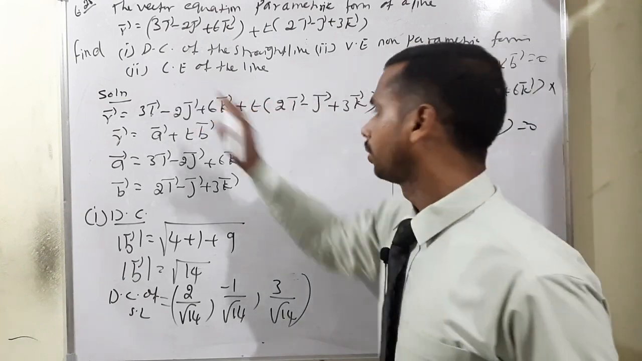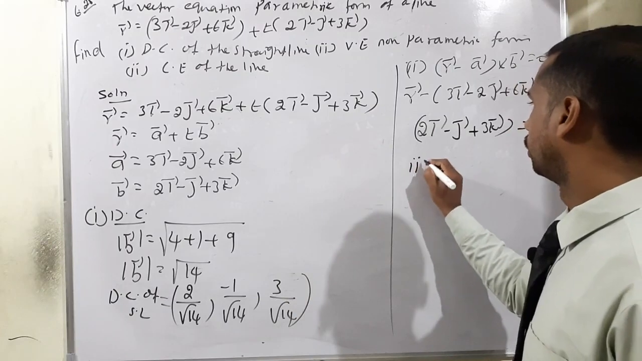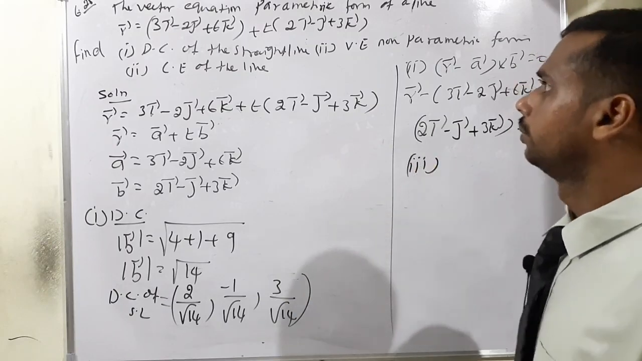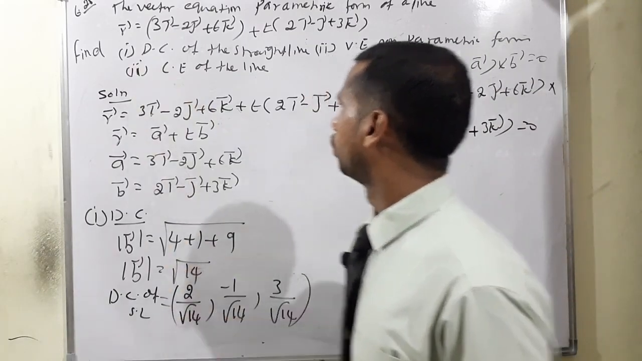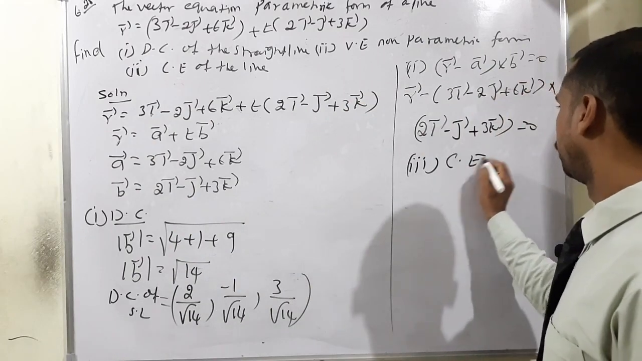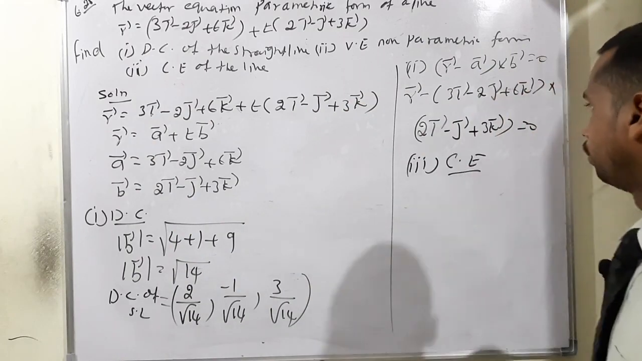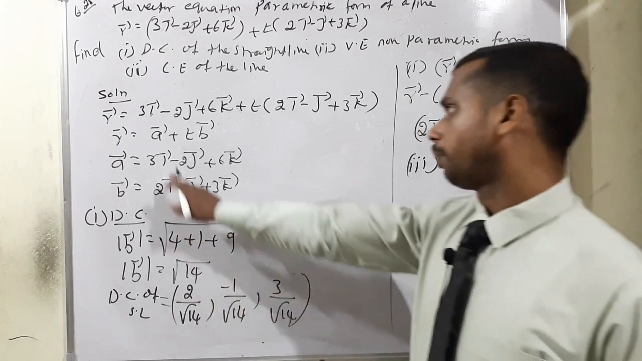The last one, the Cartesian equation, the third one. Okay, so the Cartesian equation of the line. Cartesian equation means first we have to write the point of the term.